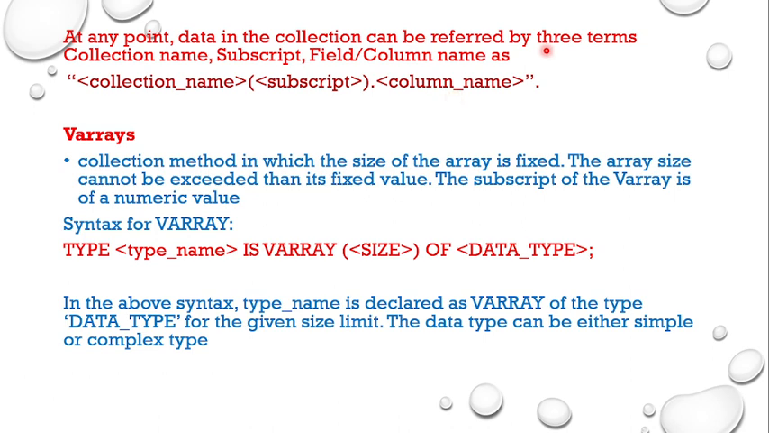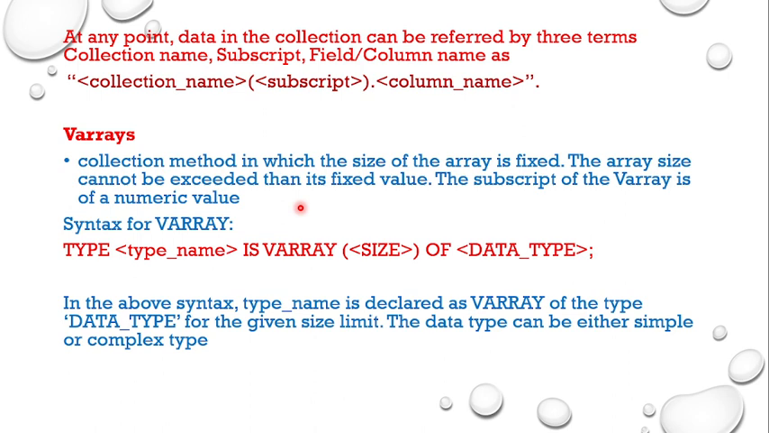And VArrays. A VArray is a collection method in which the size of the array is fixed. The size of the array might be 10, or 20, or for example 25. Moreover, it can't be exceeded; it's a fixed value. The syntax is TYPE type_name IS VARRAY(size) OF data type. This is the syntax of the VArray. So the type name is declared as a VArray of the given data type for the given size limit.